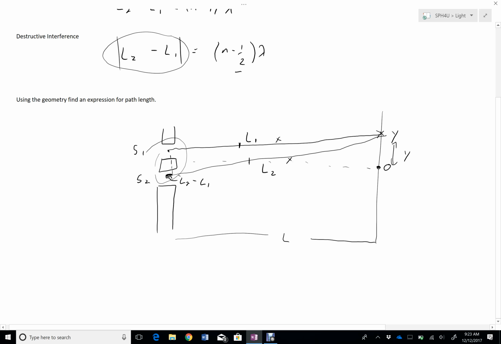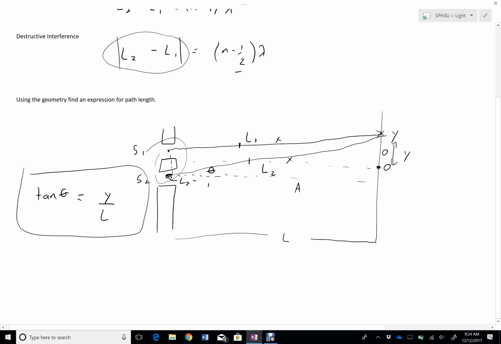Quickly, this angle right here is considered to be theta. Tan theta is y over L. This is the opposite side, and this is the adjacent side. Before we leave this big diagram, we'll say that tan theta is equal to its opposite side, y, over its adjacent side, L. So we have an expression for that angle.